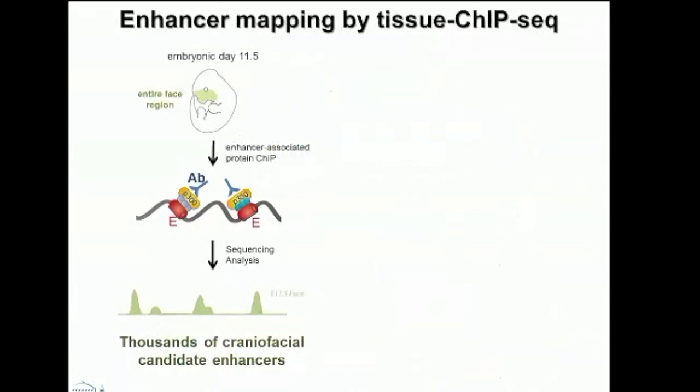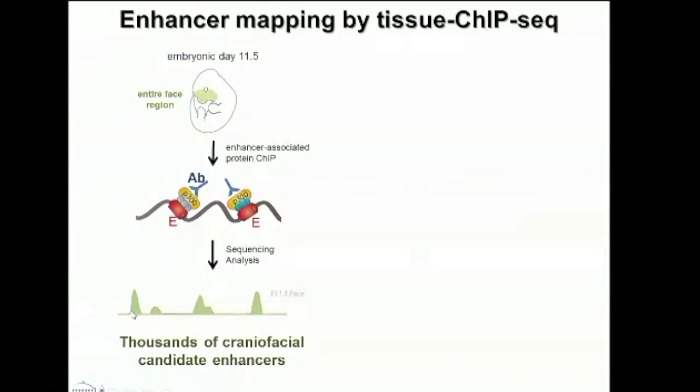To look at craniofacial enhancers, rather than cell-based models, we like to look at primary tissue. So we take actual craniofacial tissue from a developing embryo. Shown here, this would be a mouse embryo in this example. We take the entire face region, and then we use ChIP-seq to map various chromatin features. In this case, this is an antibody against P300, but we can also use antibodies against all sorts of histone marks. This generates for this particular tissue a genome-wide map of all these little peaks when you map these reads back to the genome.